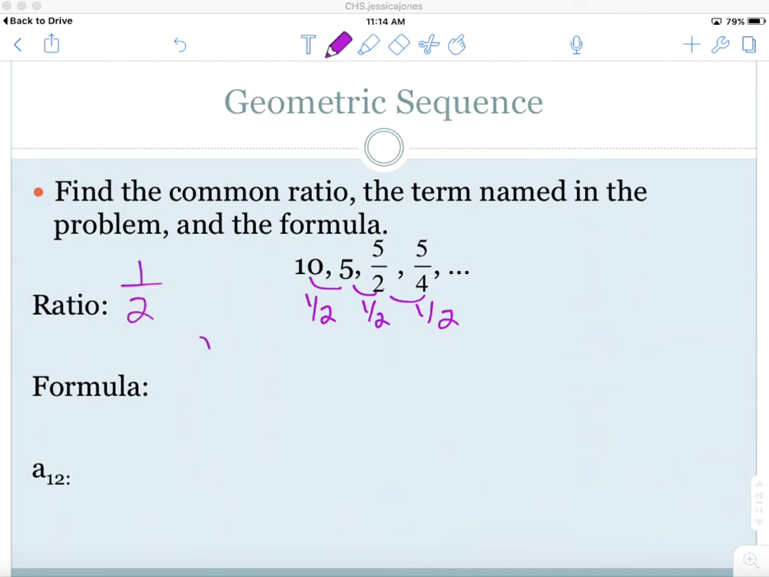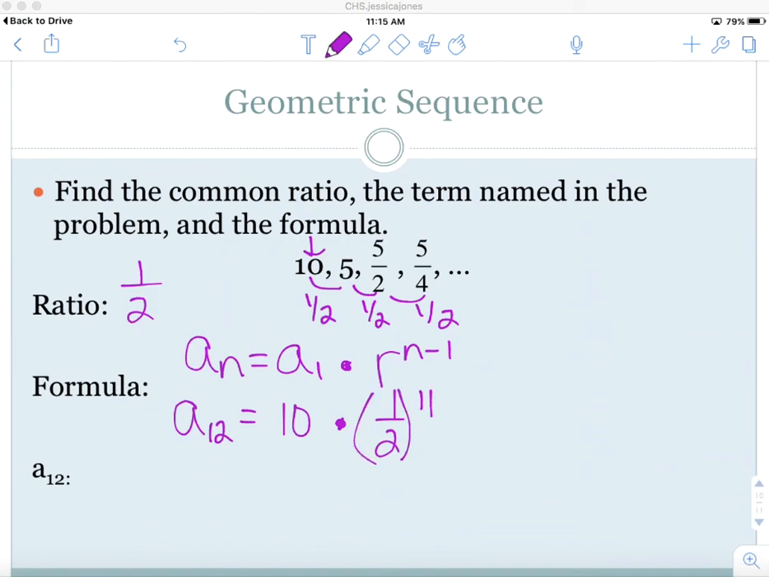Plugging this into our formula, oops, I went arithmetic, it should be multiplying. Our first term is 10. We're finding the 12th term. R, we said, is 1/2, and this is being raised to the 11th power. N minus 1 is 11. You can plug this straight into your calculator, and you're actually going to end up with a rather large fraction, but it should give you 5/1024.